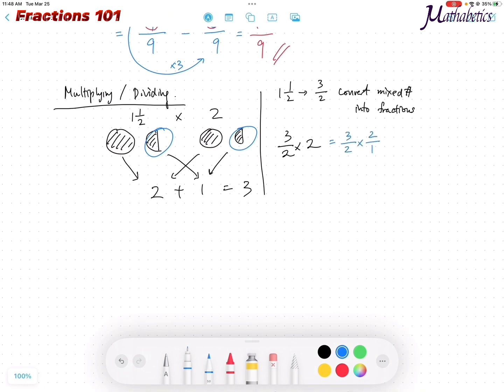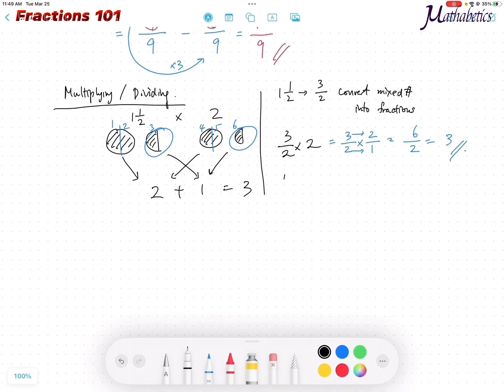Because the 2 here is basically 2 over 1. There's no fraction. It's a whole number. And when you're multiplying, you just multiply horizontally, and you get 6 over 2. Now what that means is I'm trying to break the wholes into halves again. So I have 1/2, 2 halves, 3 halves, 4 halves, 5 halves, 6 halves. So I have 6 halves, but they're equal to 3 anyway, because then they can become a whole. Okay, so that's how multiplication works.